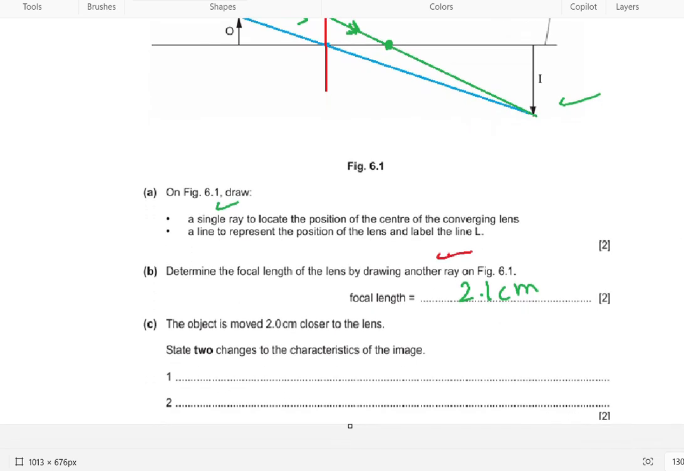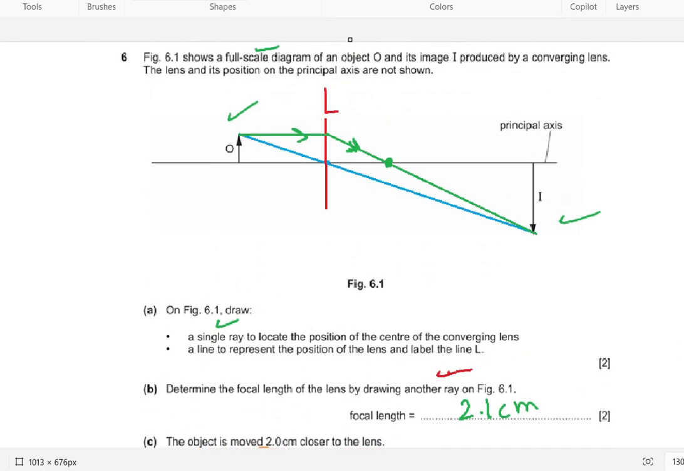In part C, they say that the object is moved 2 centimeters closer to the lens. It became 2 centimeters closer to the lens. So I'm going to draw now the new position of the object, 2 centimeters closer to the lens. This is the new object here.